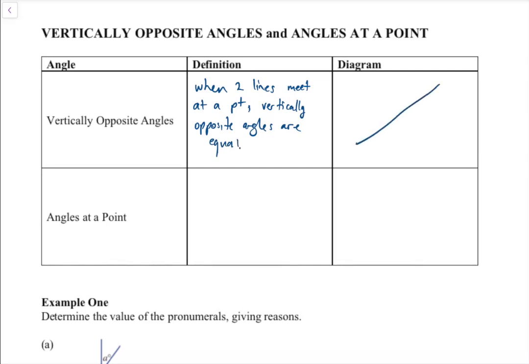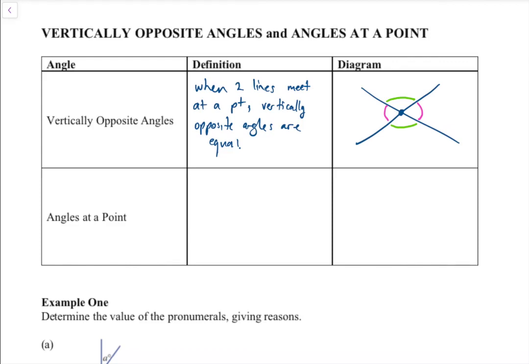So I have two lines, they meet at a point. I'm going to mark in pink. Those two angles are vertically opposite, they're equal to each other. Actually, I'll mark in green. Those two angles are also vertically opposite and they are equal to each other.